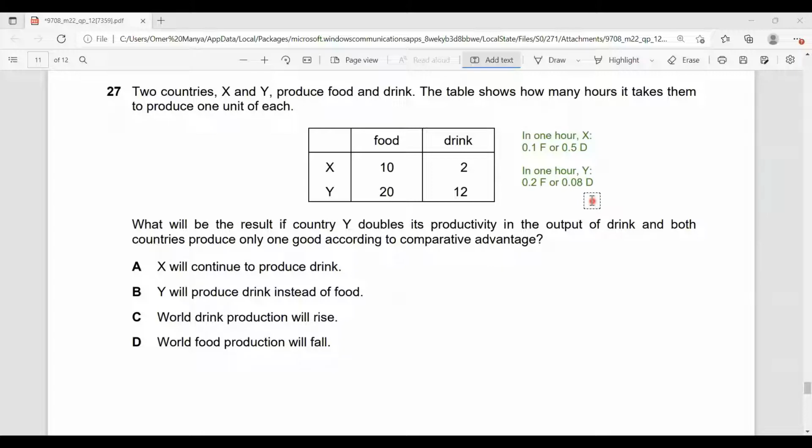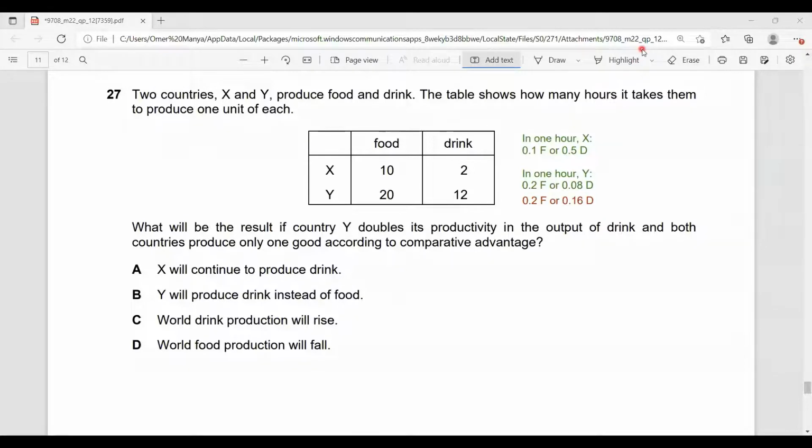So that's what they should do. This is before any change in productivity. However, now there's been a change in productivity. Y has doubled its output in 1 hour of producing drinks. Maybe they've got some sort of machinery or they've invested in capital goods. So in 1 hour, instead of being able to produce 0.08 units of drink, they're now able to produce 0.16.